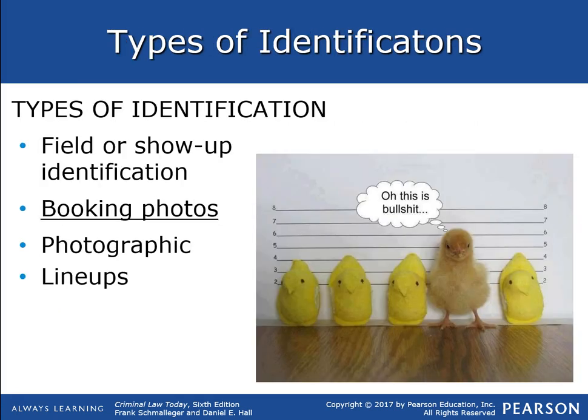Now let's look very quickly at some types of identifications. There are three main types. Now I underline booking photos because it's a way to find information, but it's not really one of the three main types. The three biggies that we're going to look at are going to be field or show up IDs, which we kind of went through at the beginning, photographic IDs, or lineups. And those are kind of the big three.